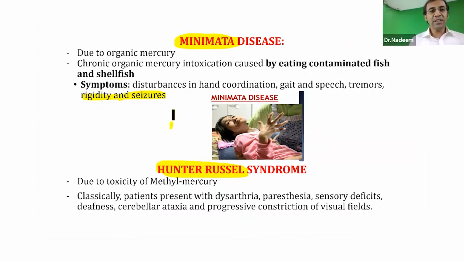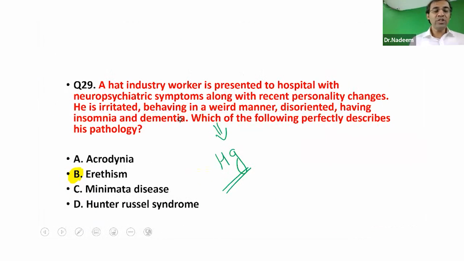So do understand, as per the clinical scenario in this question, the answer will be erethism, which is also called Mad Hatter syndrome. Mad Hatter syndrome. So, okay, Dr. Sashi Murugan, everything is clear, right? Okay, next.